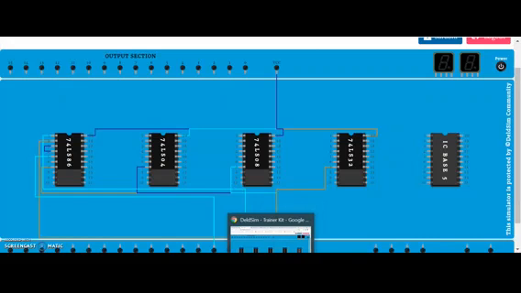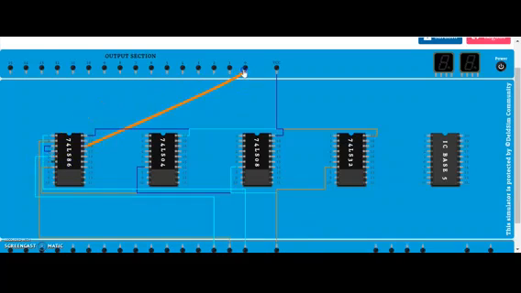It will give the difference. So we will connect this sixth pin to output to see the difference.